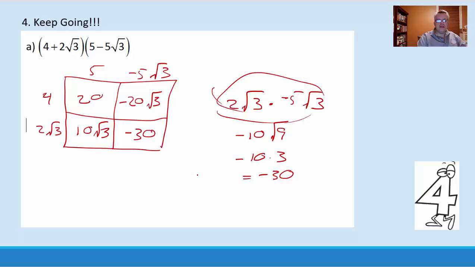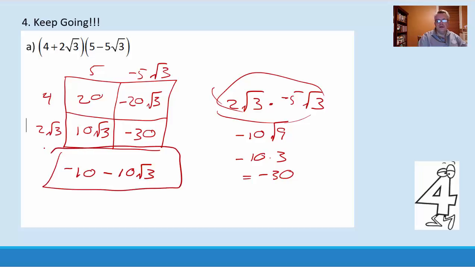Okay, now it's just time to combine like terms. 20 plus negative 30 is negative 10. 10 square root of 3 plus a negative 20 square root of 3 is negative 10 square root of 3. So once we got this, it's impressive. Like I said, it should be a lot easier after this. After this, pretty much we just got to talk about cube roots and we'll be done.